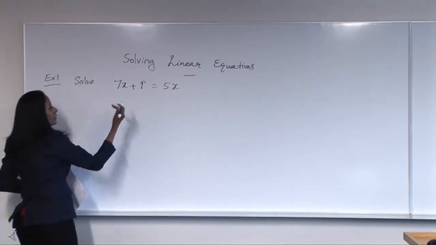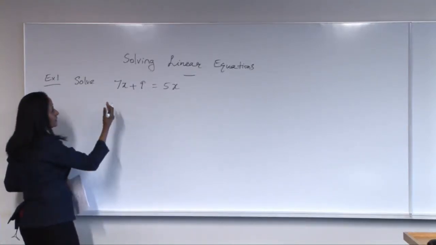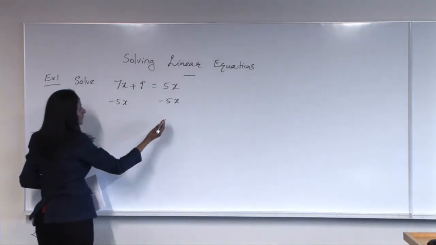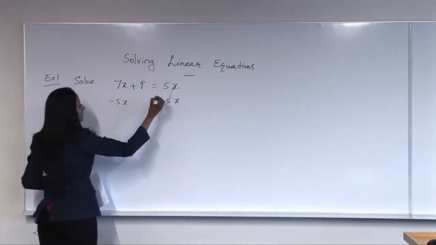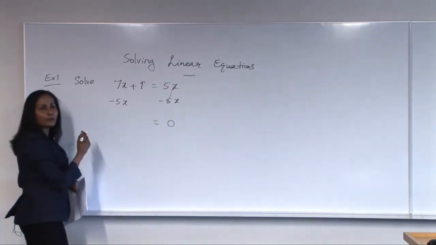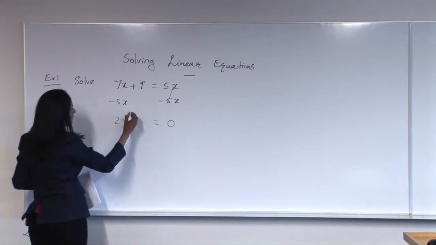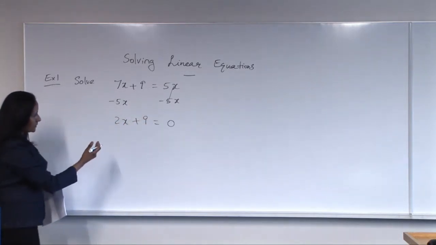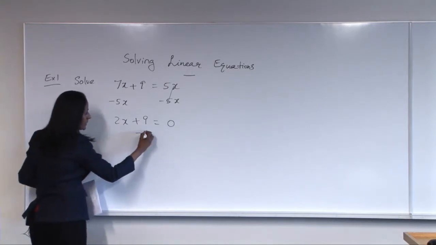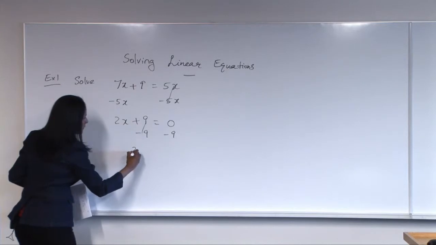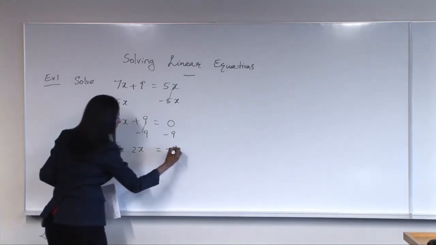So what do we have to do? We have to subtract 5x both sides. Subtract 5x, so this side is 0. Here we have 7x minus 5x is 2x plus 9. And we are solving for x. So here we subtract 9 both sides. So 2x is equal to negative 9.